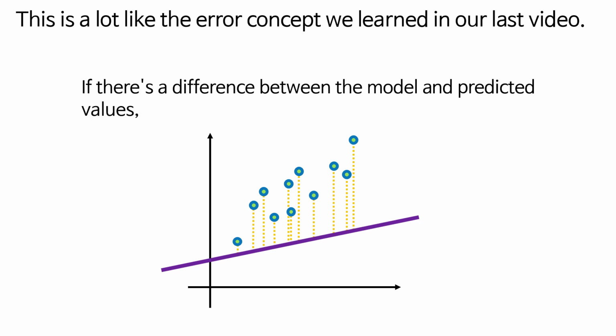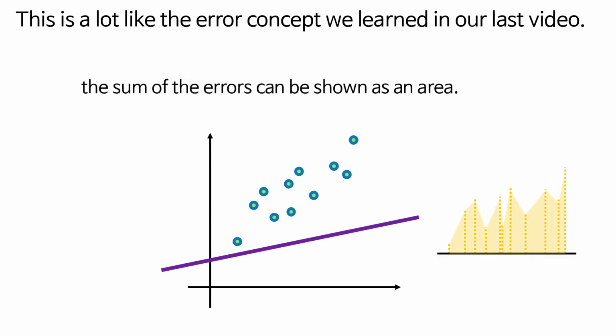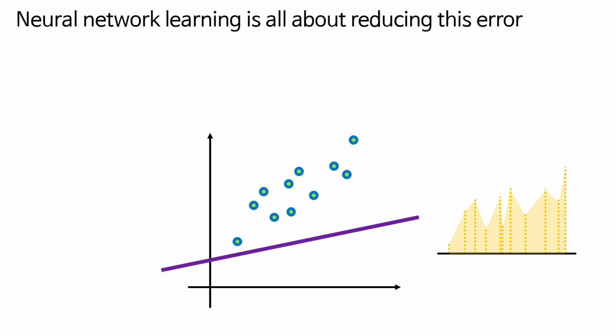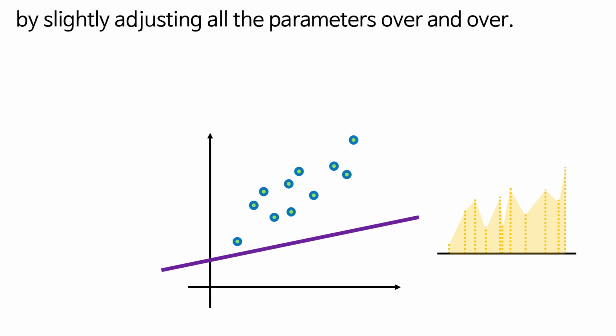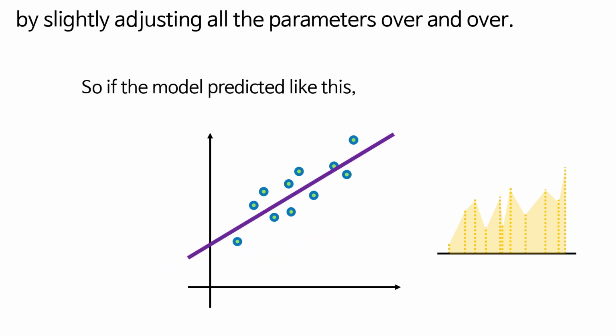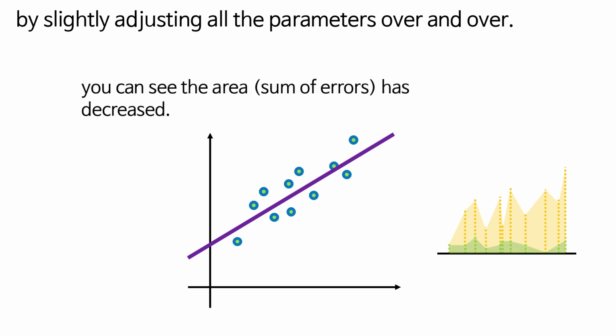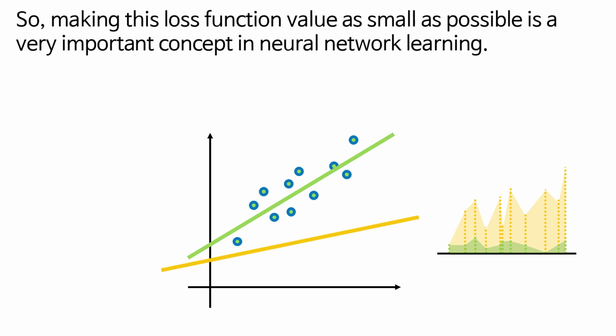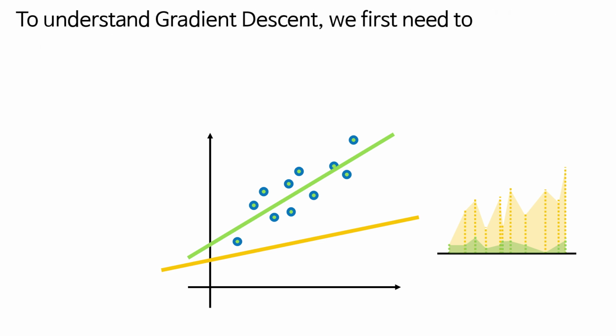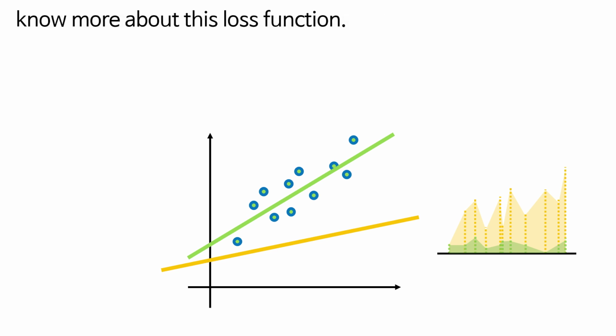If there's a difference between the model and predicted values, the sum of the errors can be shown as an area. Neural network learning is all about reducing this error by slightly adjusting all the parameters over and over. So if the model predicted like this, the sum of the errors can be updated like this. Similarly, when shown as an area, you can see the area, the sum of errors, has decreased. So, making this loss function value as small as possible is a very important concept in neural network learning. To understand gradient descent, we first need to know more about this loss function.